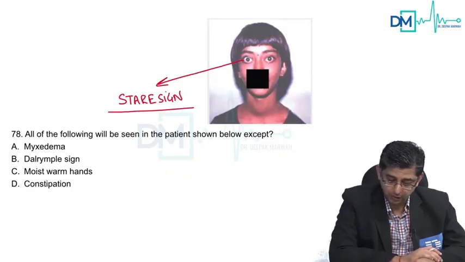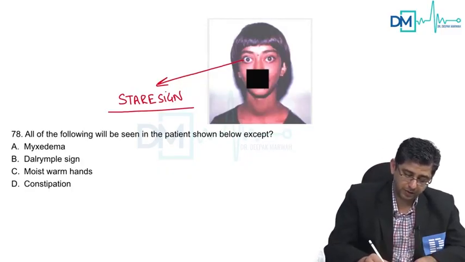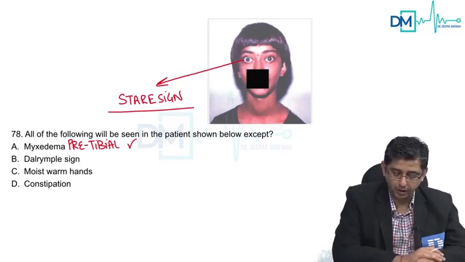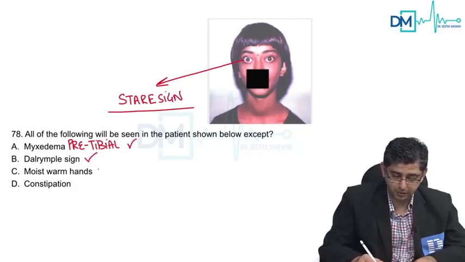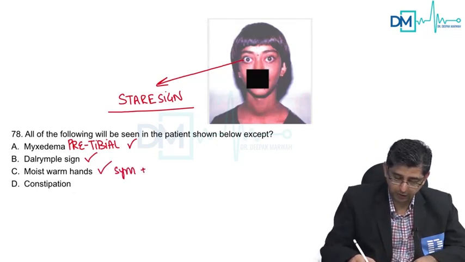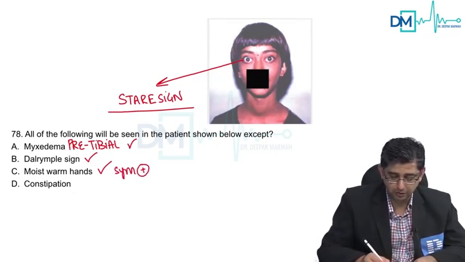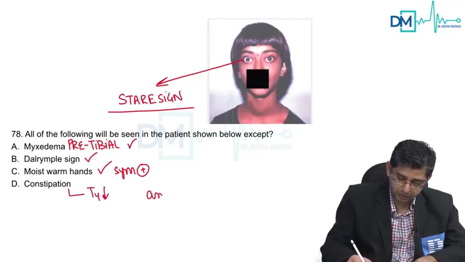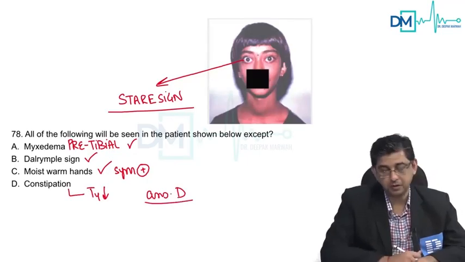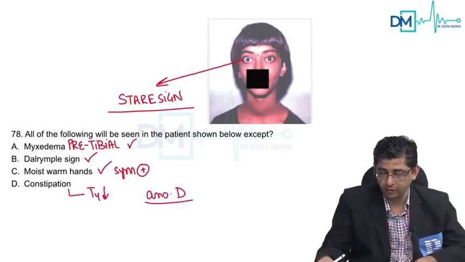Now the question says all of the following will be seen except myxedema. Myxedema, which is seen in Graves' disease, is pretibial myxedema. So choice A is okay. Dimple sign, yes, we do have the dimple sign present in these patients. Moist warm hands are seen here because of sympathomimetic activity. Sweaty palms and sweaty feet can be seen. But constipation is a feature that is seen in patients having hypothyroidism. So the correct answer to this question will be D. Constipation is a feature of hypothyroidism and not of thyrotoxicosis.